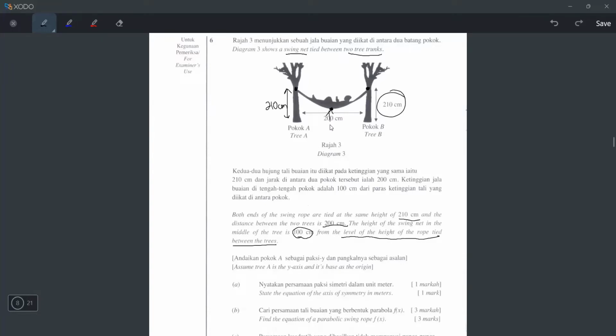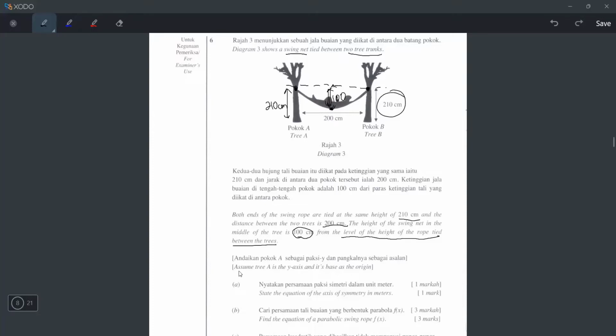So you don't tell me it's like this 100. No, it's not here 100. It's here 100. Okay, it's like this 100. And I'll draw the line here. Okay, that's what it means. Okay, I'll read again. The height of the swing net in the middle of tree is 100 cm. So the height of the swing net in the middle of tree is this one. This is the height. Okay, is 100 cm from the level of height of rope tied between the trees. This is the level of rope where it's tied. That's why the distance here is 100.